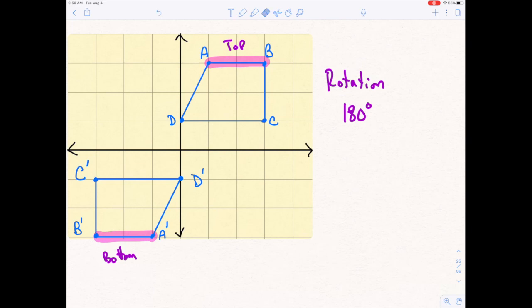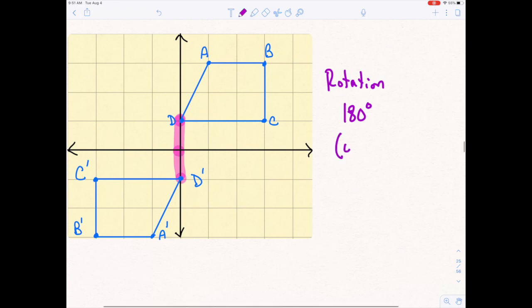And then the last piece that I'm going to deal with, we've dealt with the top and the bottom successfully. The last thing I'm going to deal with is I'm going to identify two corresponding points. Let's pick D and D prime, for example. I'm going to connect them, and I'm going to think about what's halfway between. Halfway between is the origin. That is not surprising in any way. That means we're rotating around the origin.